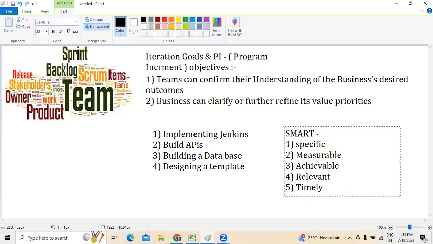So this is all about a high level understanding of reaching towards the iteration goals and PI objectives whenever we are working on agile planning, towards reaching the business agility of any enterprise transformation we are taking care of. This is all about this video.